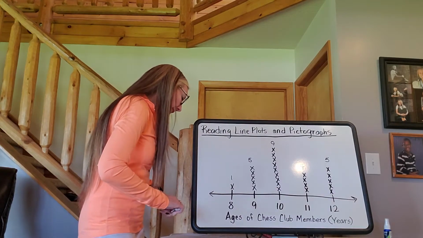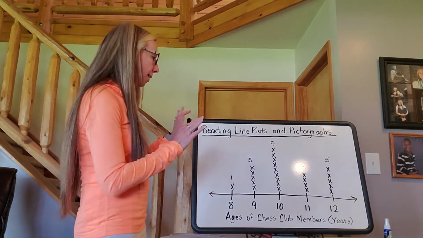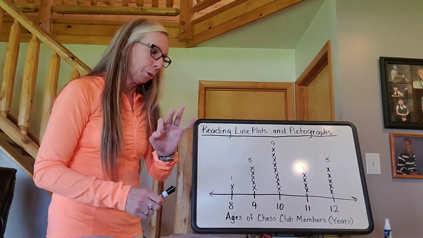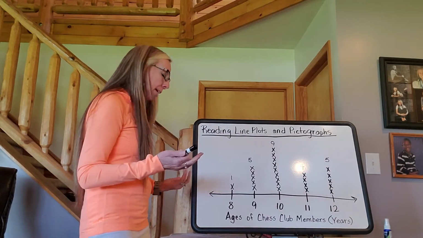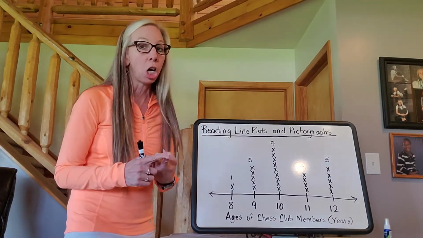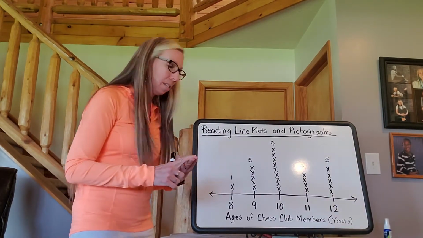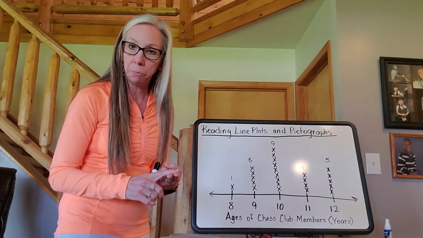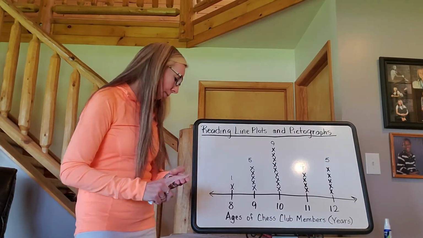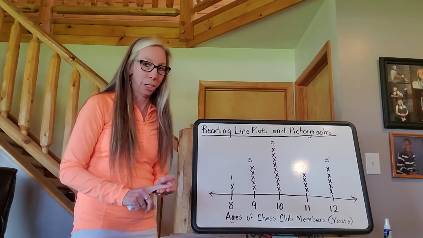Let me look at the other things. So now this one's even more challenging yet. They're going to divide these kids up into 3 different groups. They're going to name those groups the pawns. The pawns are kids that are under 10 years old. The knights are going to be 10 years old. And the rooks are going to be older than 10 years old.